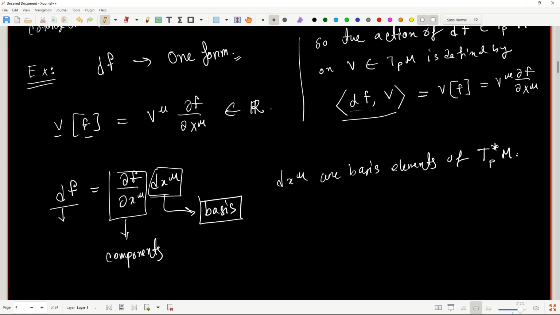Also, since this cotangent space is dual to the vector space itself, the tangent space, we have the following relation between these two basis vectors. Okay, let's call it nu. This is just dx^mu acting on del/del x^nu, and this is just delta^mu_nu. So we now have the basis for the dual vectors.